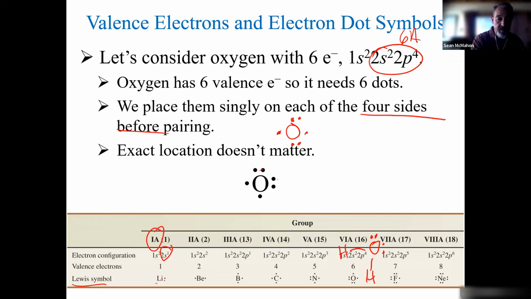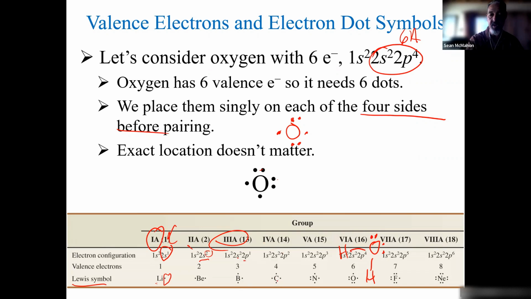2s1. So its valence shell is the second energy level, and it's an s1, so there's one dot because it has one valence electron. Group 2A, second energy level, it's a 2s2, so 2 dots. Group 3A is a little trickier. Why? 3 valence electrons. The first 2 go into 2s, and then the third goes into 2p, but there's 3 valence electrons, so we draw 3 dots.